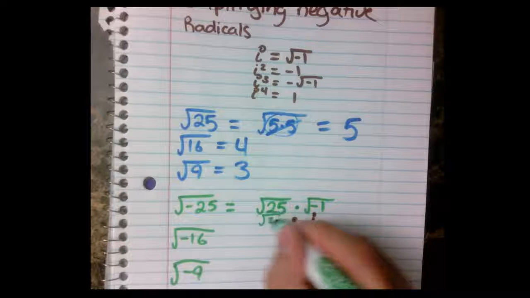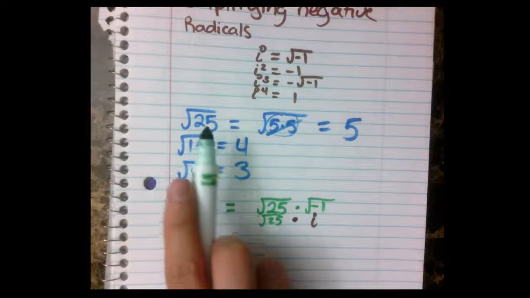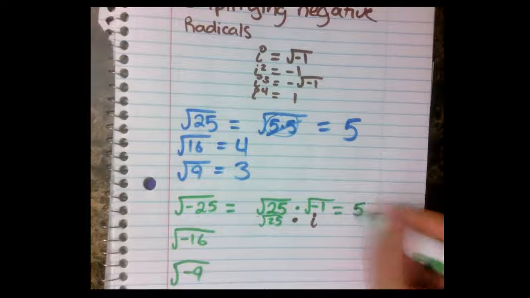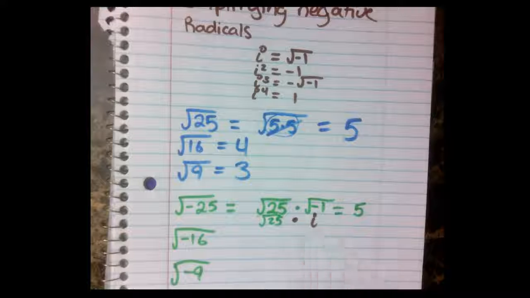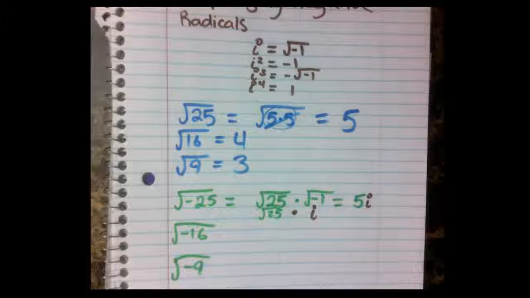Square root of 25. Now, again, what is the square root of 25? You guys told me earlier the square root of 25 is just 5. So this is equal to 5 times this number down here, I. Your final answer is just 5I.